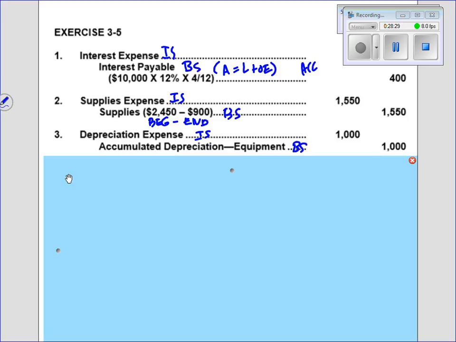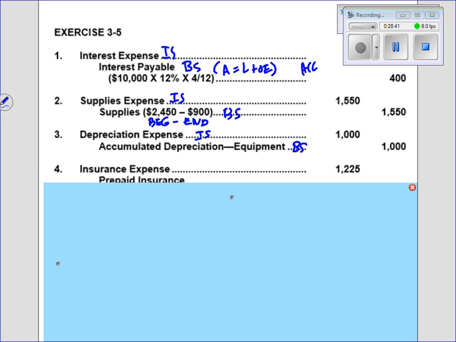Are we just going to throw the other months away? No, but we have to account for what we used. What do you think the debit's going to be? It's an expense. Insurance expense, and the value of prepaid insurance has gone down.